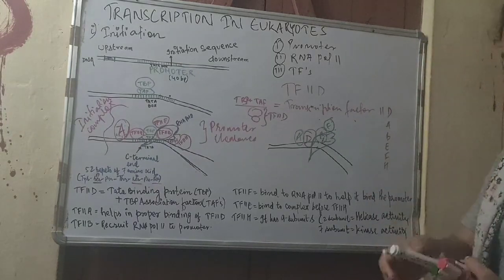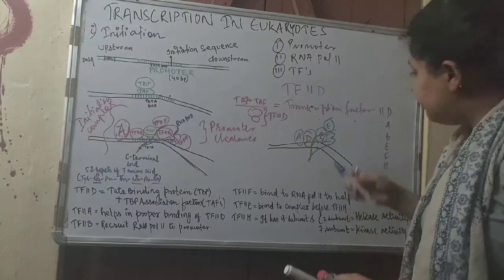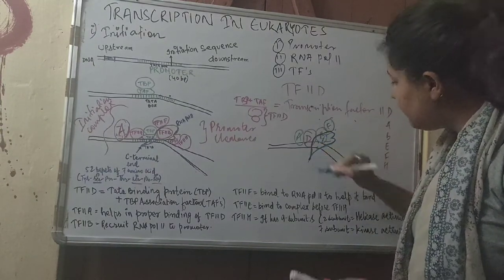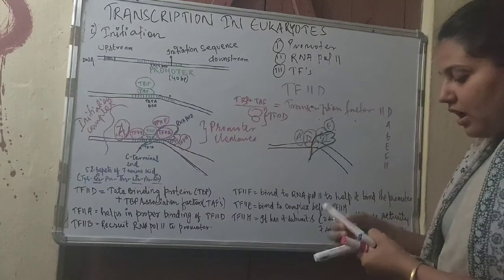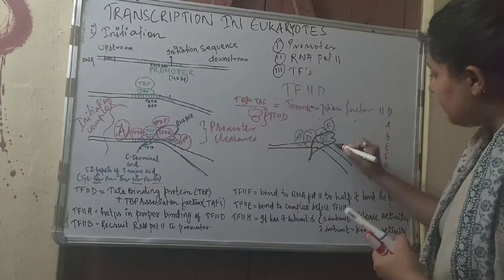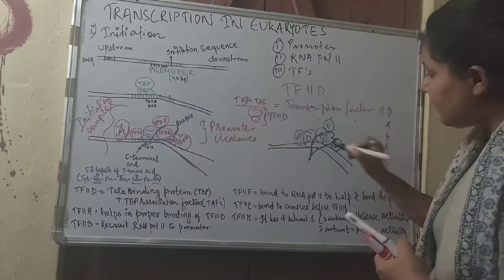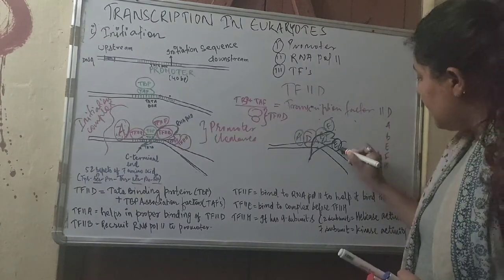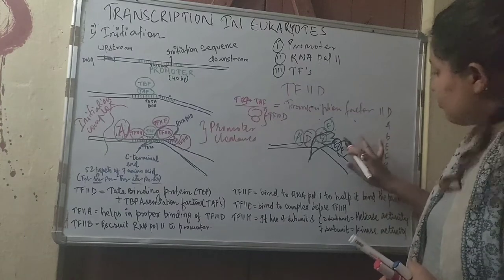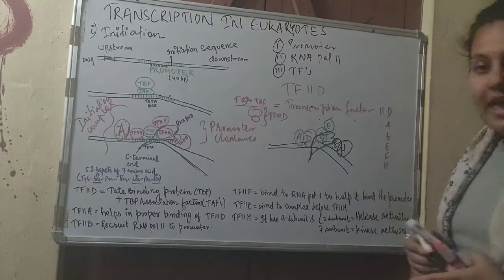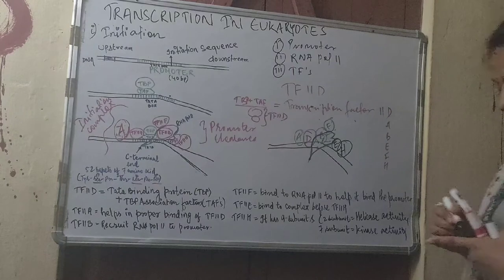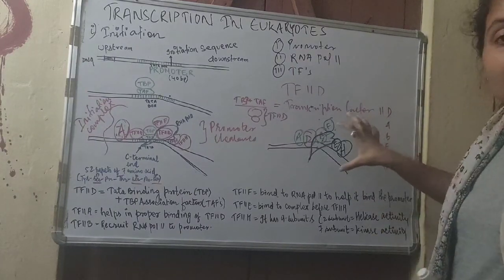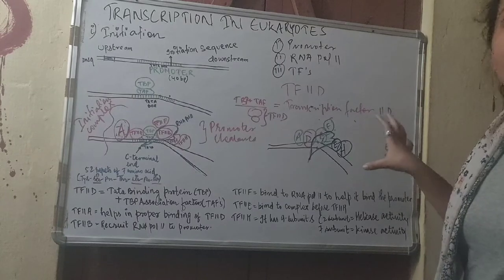Now what happens is, this is RNA polymerase, this is B, this is F. Now E will come and sit over here. After E comes, sorry, H will come. After E, H will come. So this E is like a helper or assistant of the H.